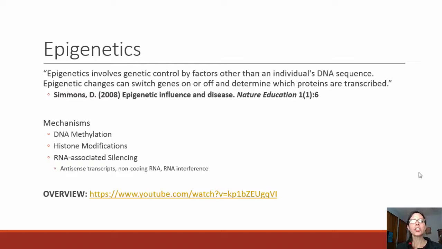Epigenetic changes can switch genes on or off and determine which proteins are transcribed. So what this concept is saying is that, yes, we are born with a specific DNA sequence, but according to exposures that we may have, the transcription and expression of those genes can be turned on and off. And it does this through some of the processes that we just talked about. So genes can be turned on or off through histone modifications, DNA methylation, and RNA-associated silencing. So basically that's saying that the RNA sequence could trigger DNA methylation or histone modification.